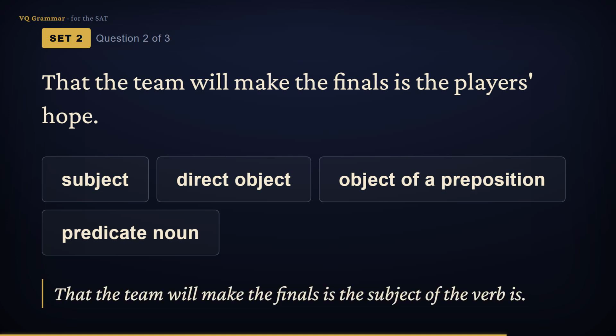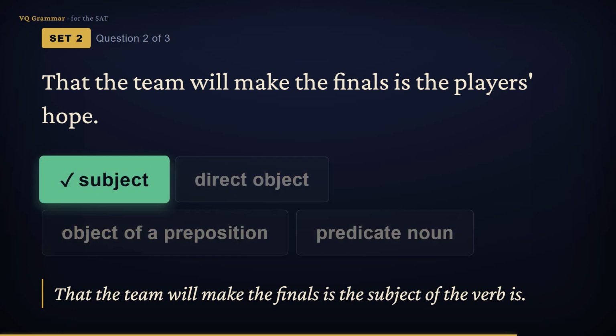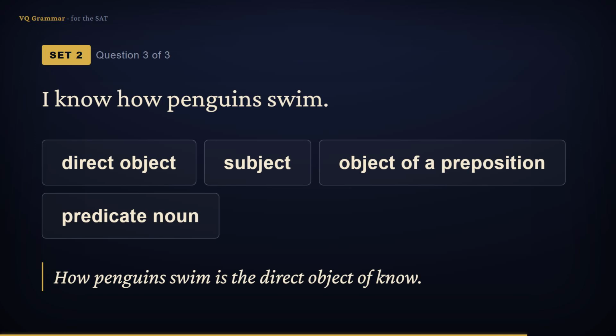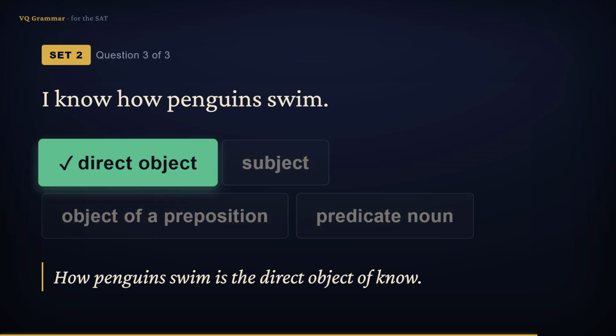That the team will make the finals is the player's hope. The clause is the subject of the verb is. It's the thing that is their hope. So the answer is subject. I know how penguins swim. The clause how penguins swim is the direct object of know. It's what I know. So the answer is direct object.